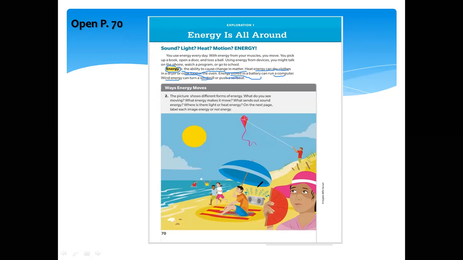In this picture, we have different forms of energy, like for example, the sun, heat and light, the running children, motion, this radio, sound energy. What else? This flying kite, wind energy, that flies by wind and moves, motion energy. Those waves, motion energy.